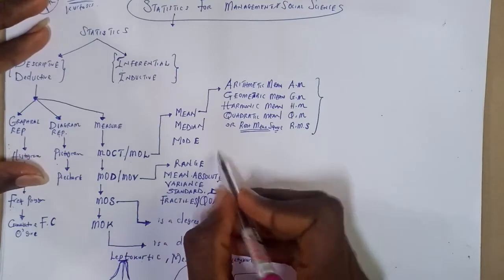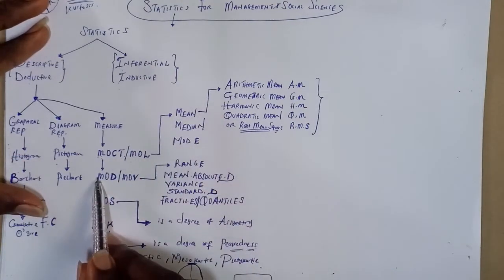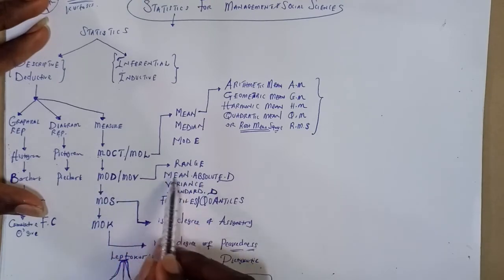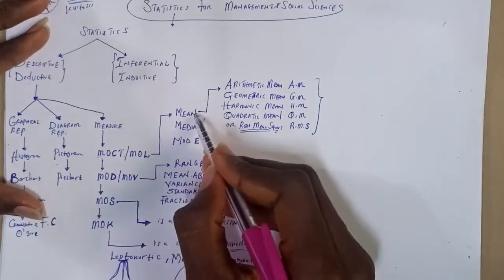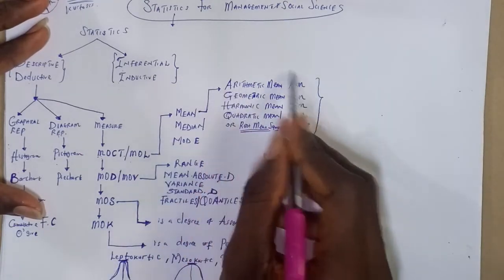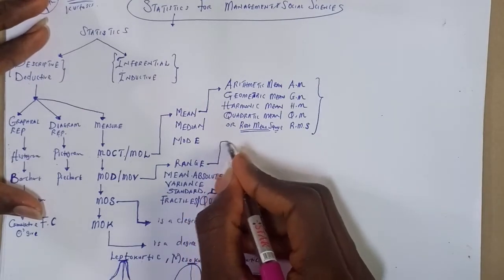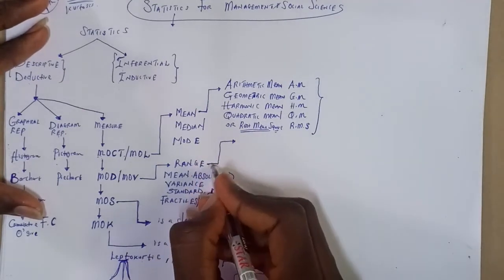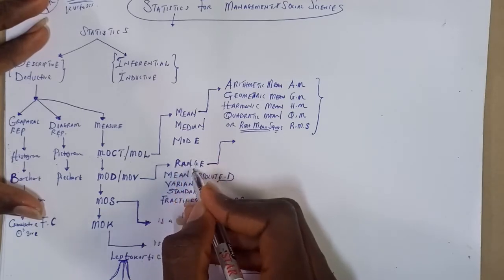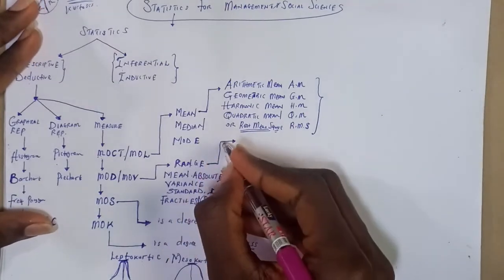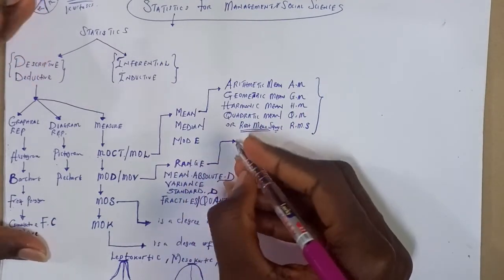And at the same time, what do you notice? From measure of central tendency, we have the mean, median, mode. For measure of dispersion, we have the range, the mean absolute deviation, the variance, the standard deviation, and the fractiles. I noticed that this first one has been broken down, and this one can also be broken down too, whereby for range we have different ranges, such as the percentile range and all those things.